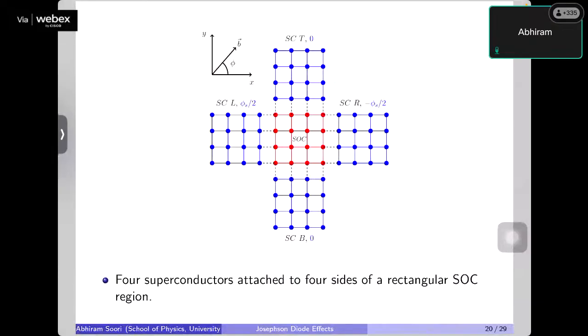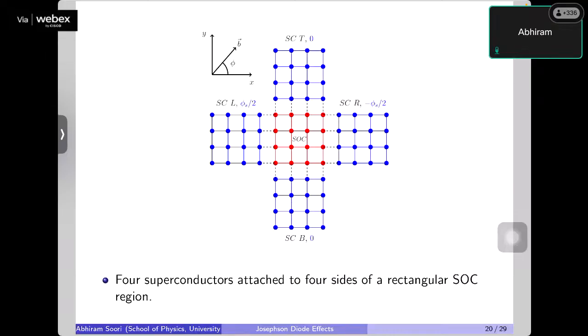Let's say the phases are phi s by 2 on the left and minus phi s by 2 on the right. And the phases of the top and bottom superconductors are 0. Then when there is no spin orbit coupling or Zeeman field, or when there is no spin orbit coupling and altermagnetism at the center, the currents that flow into the top and the bottom superconductors are 0.